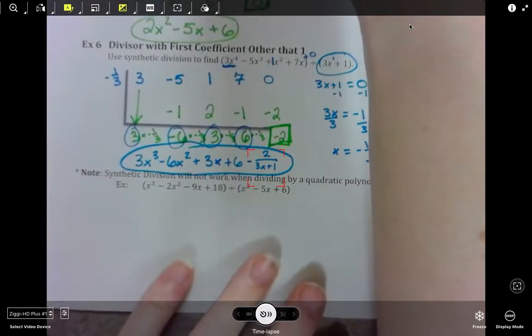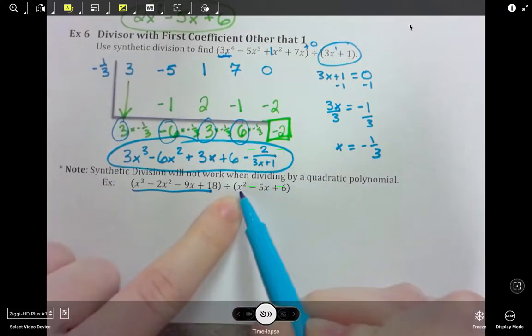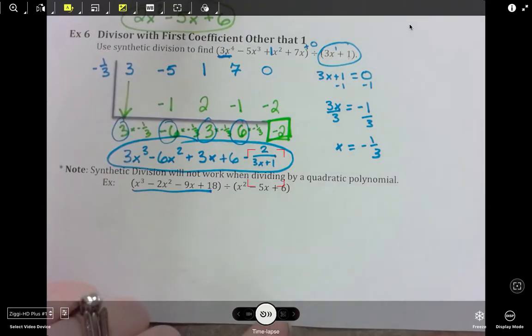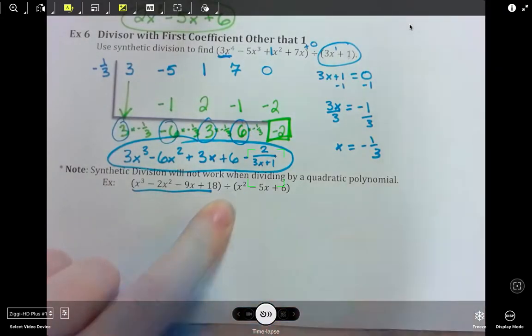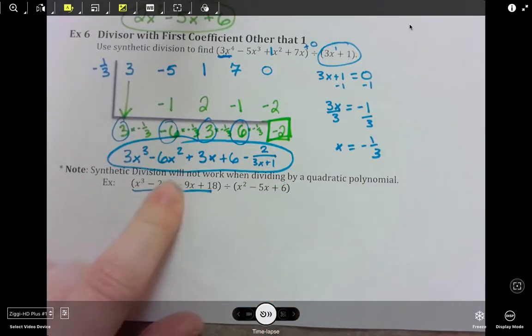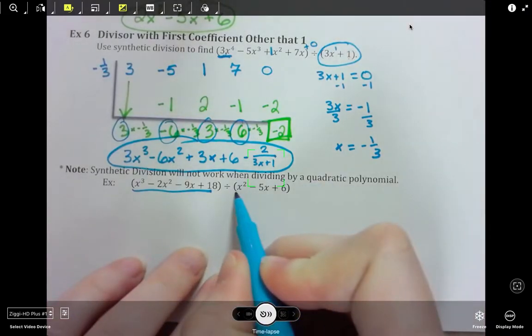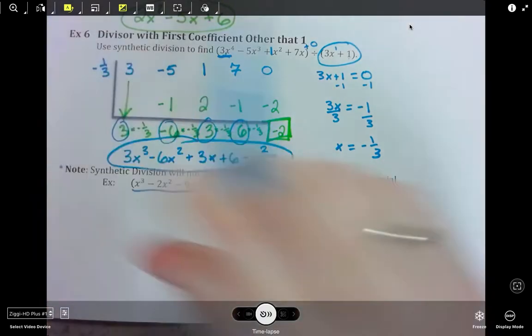You cannot do synthetic division when you're doing stuff like this. This equation divided by x squared, okay? That you can't do synthetic division with. It won't work. So that's why we have to learn long division. Even though it's really ugly and not very much fun to do, that's the only option that we have when we're dealing with problems like this example. Synthetic division will not work when dividing by a quadratic polynomial. This is quadratic, so we can't do it with synthetic. All right, and that is synthetic.